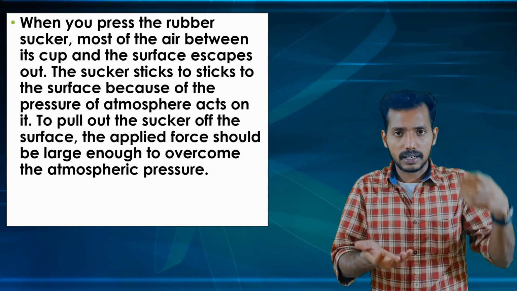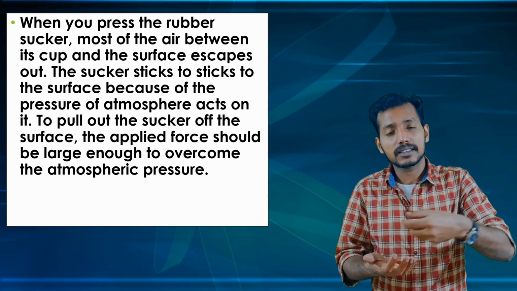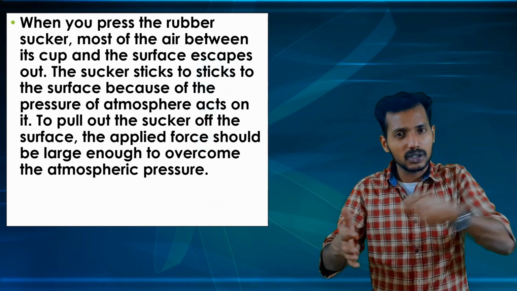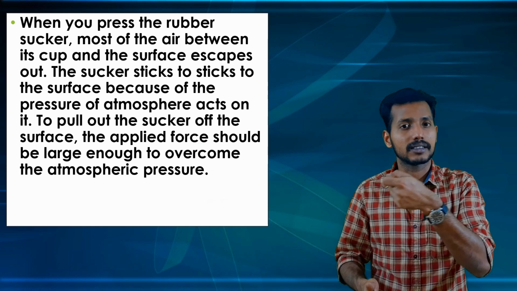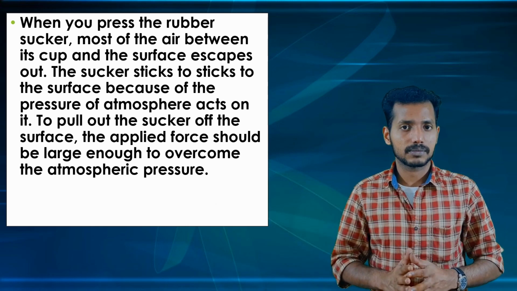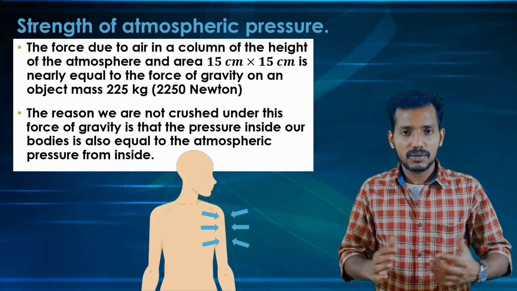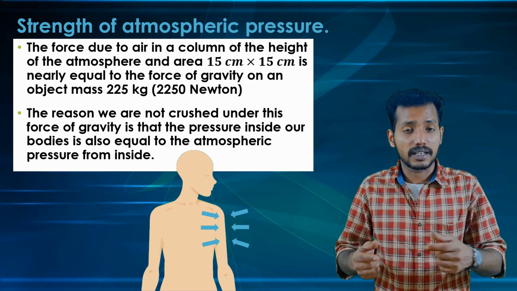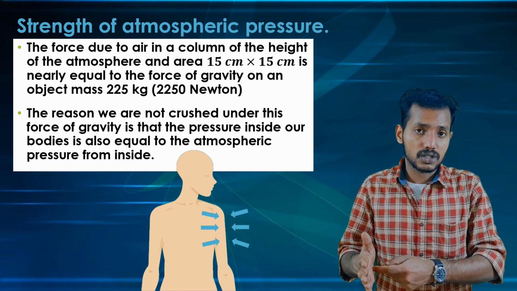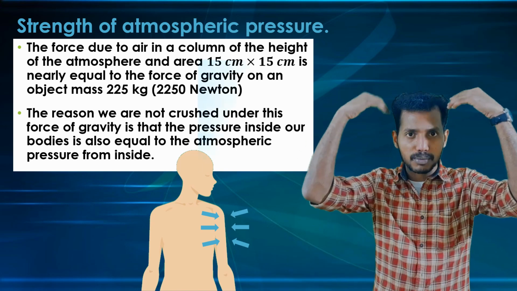To pull off the circle, we need to apply a force which should be greater than the magnitude of the atmospheric pressure. That's why it is very difficult to pull the circle off glass or a similar polished surface. Clear? So this is how the circle works. In the case of the circle, I have told you that it is very difficult to pull out. It is due to the presence of atmospheric pressure, but we never feel any atmospheric pressure on our body.